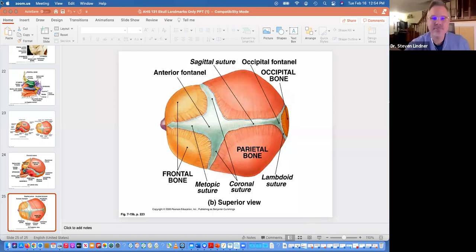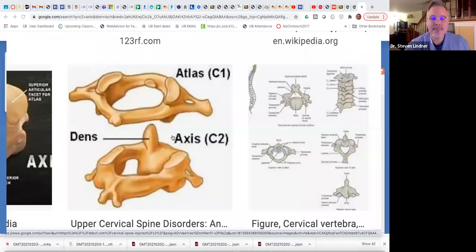Okay, this is what fractured. Oh, sorry. Let me go into my screen share. Let me do my screen share.